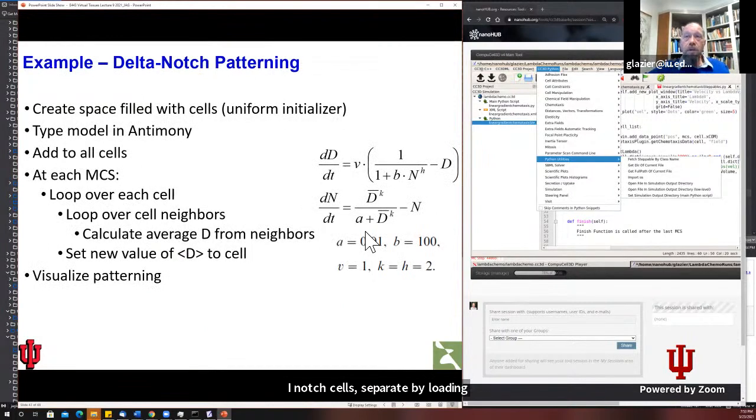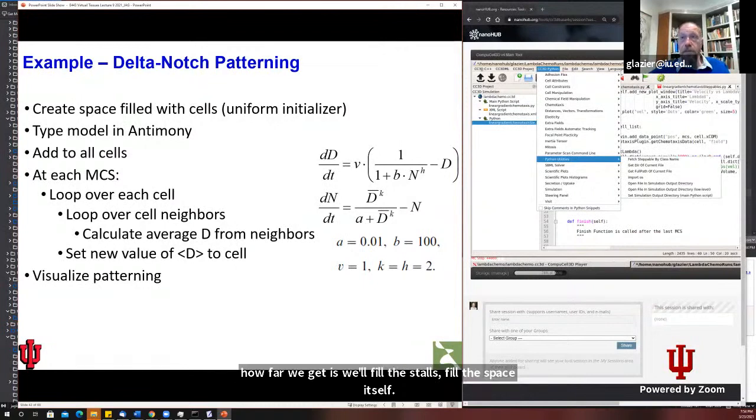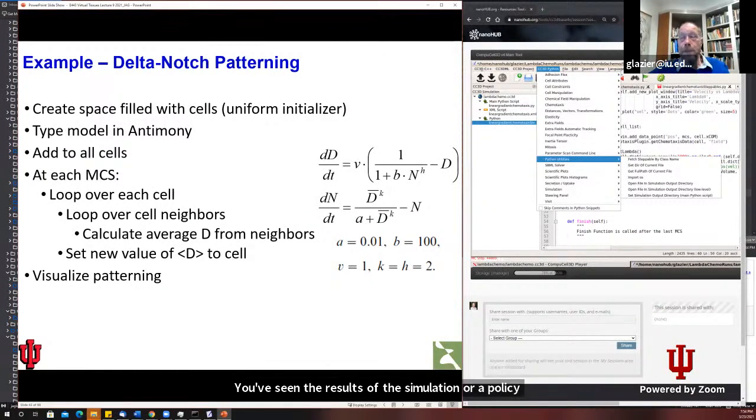Okay. And so what we're going to do is, and we're not going to have time to do it today, so we'll start next time. Maybe you may get this as a homework assignment, depending on how far we get. Is we'll fill the space with cells. You've seen the results of the simulation already. We'll fill the space with cells. We'll put this model in using Antimony. It's only a few lines.